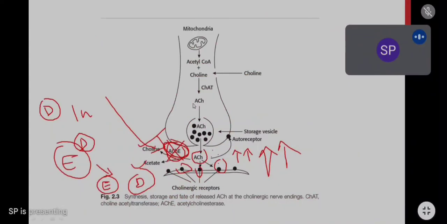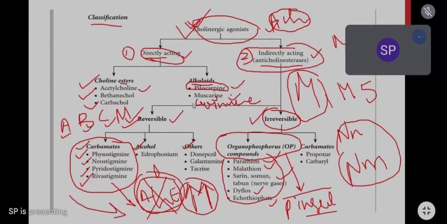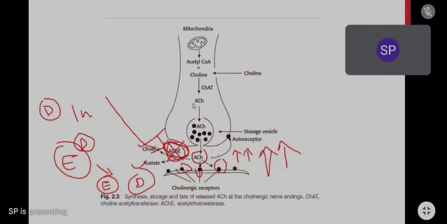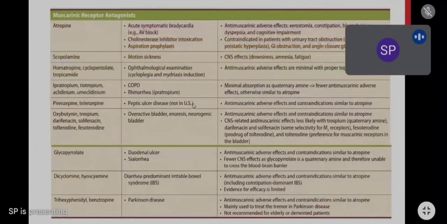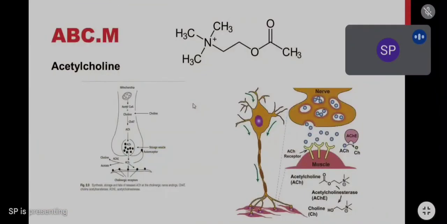Now, about each and every drug, I'll try to explain to you. Where do we use cholinergic agonist drugs? And where do we use cholinergic antagonists? Cholinergic antagonists we'll discuss later. Now, we'll first complete cholinergic agonist drugs. See, cholinergic agonist drugs are those drugs which will increase the actions of acetylcholine or which will directly go and stimulate the muscarinic receptors and nicotinic receptors. Yes, this point is clear to everybody, right?